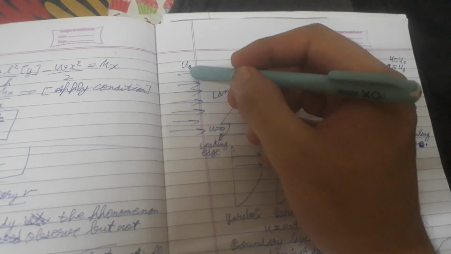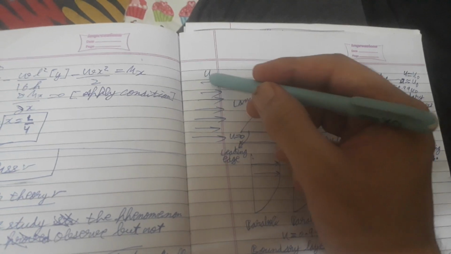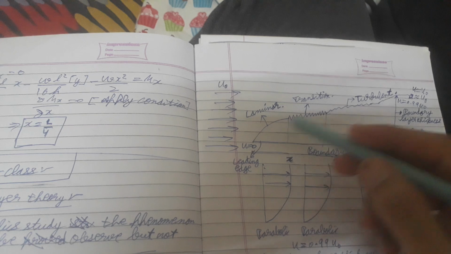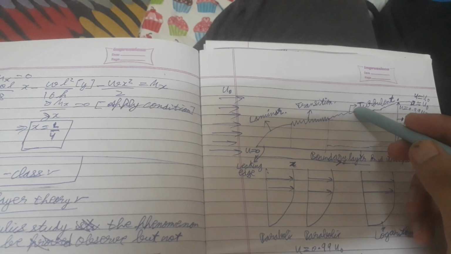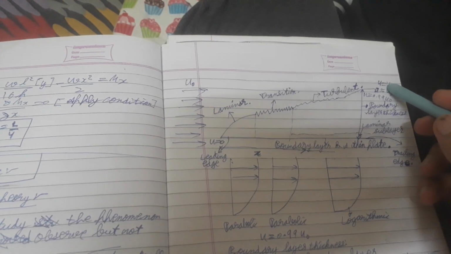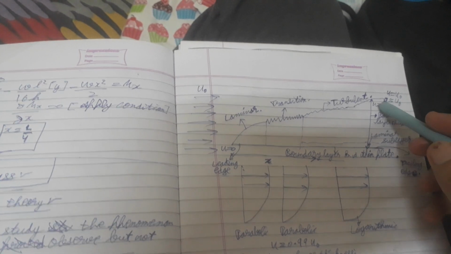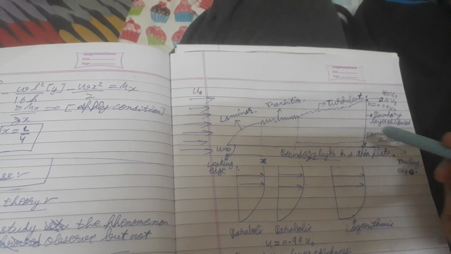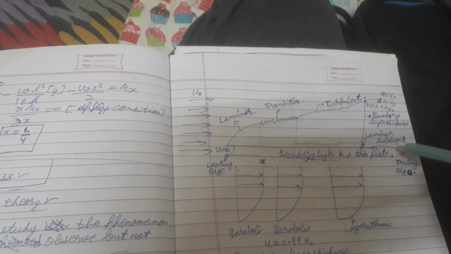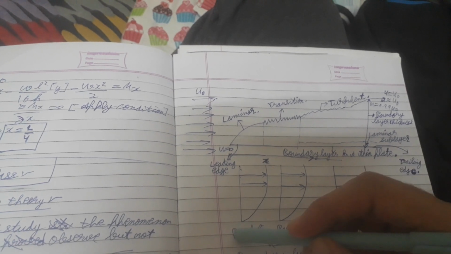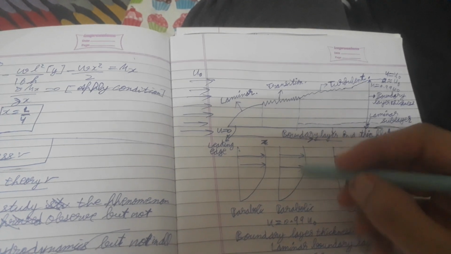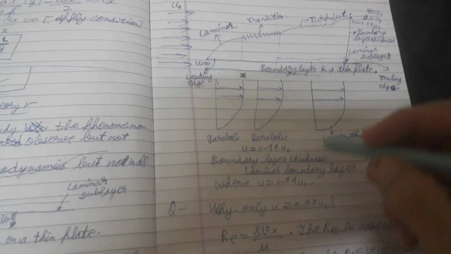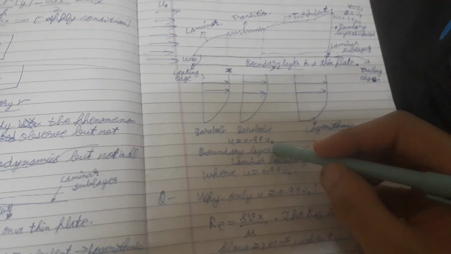Then these are the arrows of u naught. This is laminar, this is u equal to 0, this one is the leading edge, this is transition, this is turbulent, this is u equal to u naught, this is u approximately equal to u naught, this is u equal to 0.99 u naught, this is boundary layer thickness, this is laminar sublayer, this is boundary layer on a thin plate, this is trailing edge, this is parabolic, this is parabolic, these are two arrows, this is logarithmic, this is u equal to 0.99 u naught.